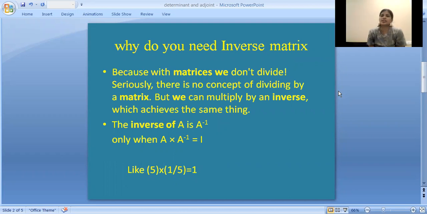So why do you need inverse matrix? In the matrix, we don't have division concept. You can't divide a matrix by another matrix. So for achieving the same result, you do go for inverse matrix concept.